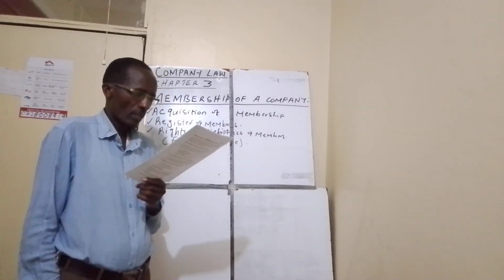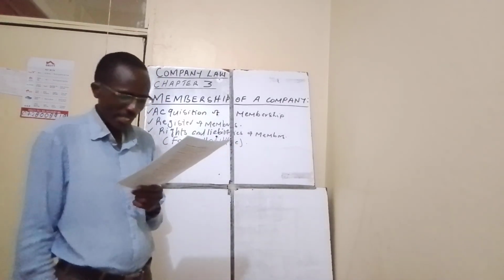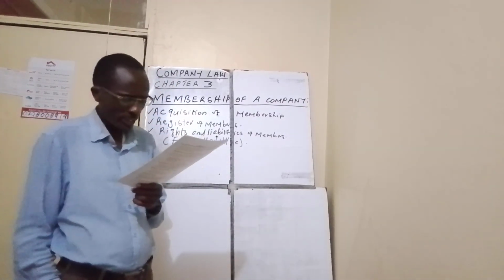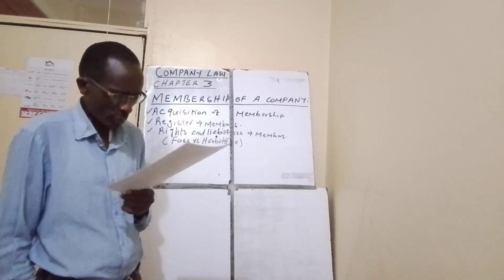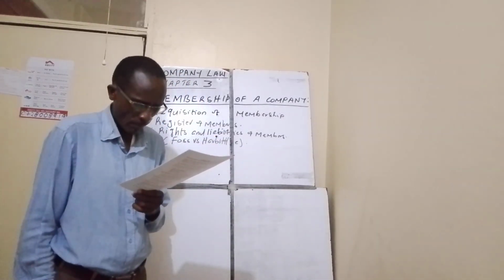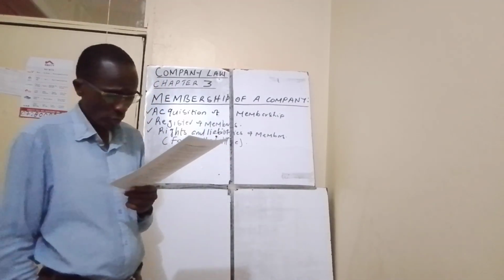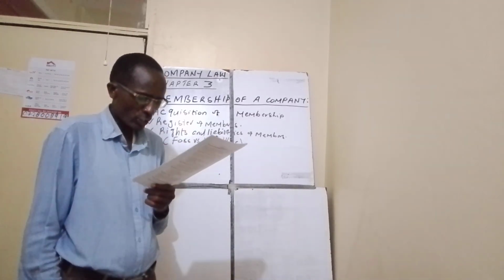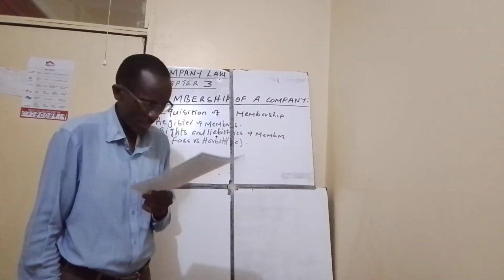Number 4, requisition of an extraordinary general meeting. Under Section 1.2, subsection 1 of the Act, an extraordinary general meeting may be convened at the option of the minority. The requisition may be made by holders of not less than 1/10 of the paid-up capital or the total voting rights of the company. If directors could not convene a meeting within 21 days of the requisition, the requisitionists or not less than 1/2 of them may convene a meeting.